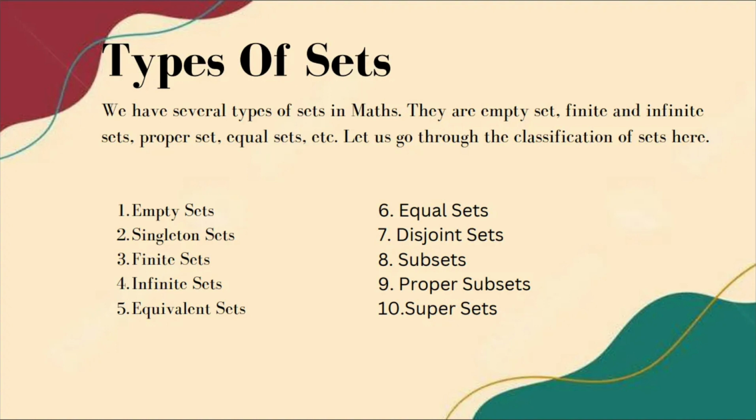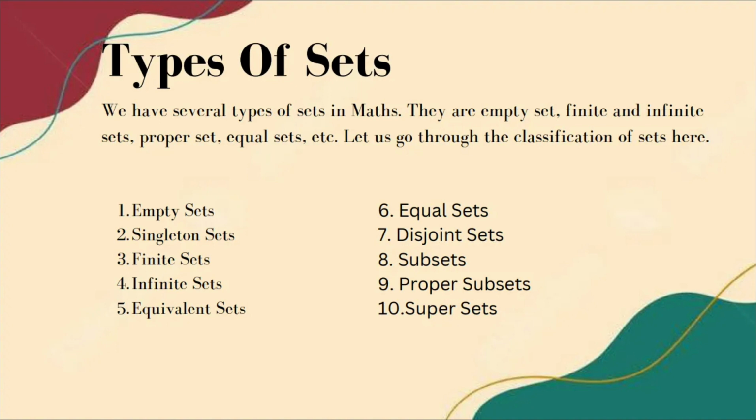Next, the singleton set. It has one element, and that's it. You can define it with curly braces only. Finite set. There is a limit in a finite set. For example, set A has 1, 2, 3, 4, while an infinite set has 1, 2, 3, 4, 5, 6, then a comma, then three dots. That means it is an infinite set.